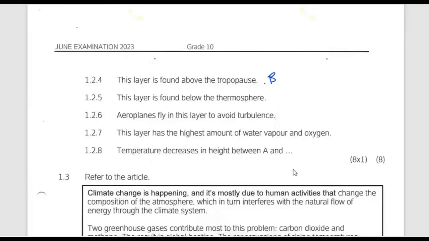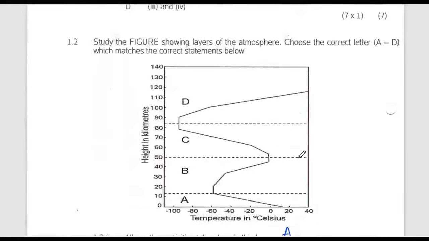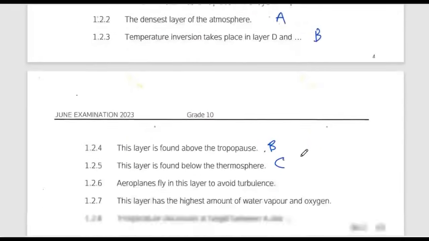It's B. From the troposphere, which is layer A, we go to the tropopause, which is the boundary. Then we go to layer B. This layer is found below the thermosphere. Below the thermosphere, our correct response is C. Remember, the thermosphere is the one at D, which is the last layer here where there is a positive temperature profile. So C is the one which is below.